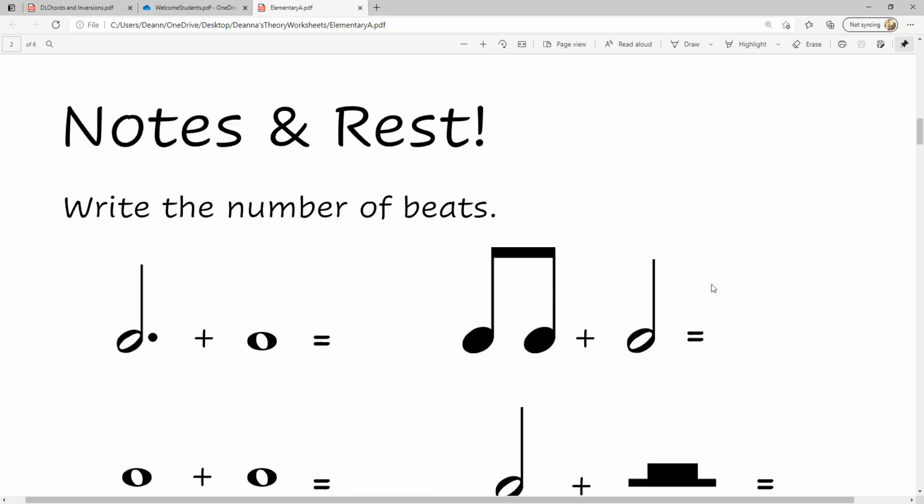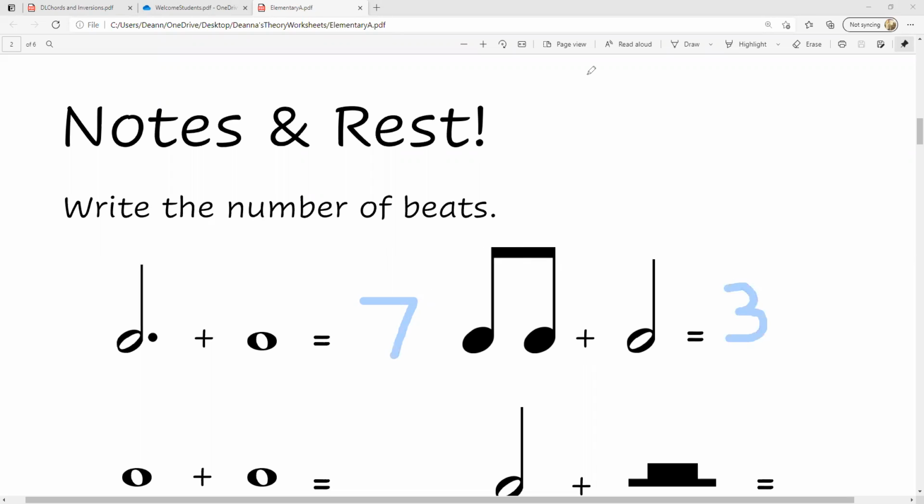So let's put some note math to use, huh? Notes and rests. Write the number of beats. So how many beats was a dotted half note worth again? 3. Whole note is 4. 3 plus 4, let's write it in, is 7. Remember that two eighth notes beamed together, we call this thing a beam, are equal to one quarter note. So this is one beat. A half note is two beats. 1 plus 2 is 3.